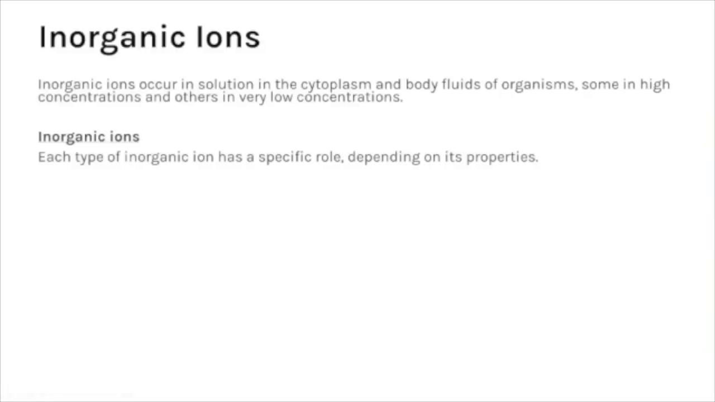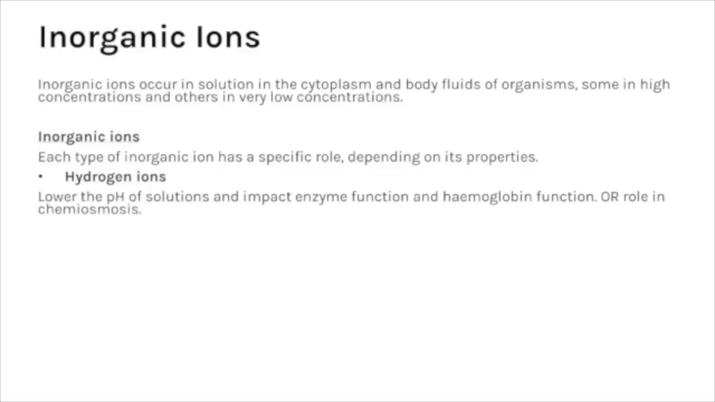Inorganic ions is the last part of the specification for this topic. What you need to know is that ions can occur in solution, for example in the cytoplasm of cells, or in other bodily fluids like the blood, sometimes in high concentration, sometimes in low. And there are a selection of inorganic ions that you need to know and what function they have.